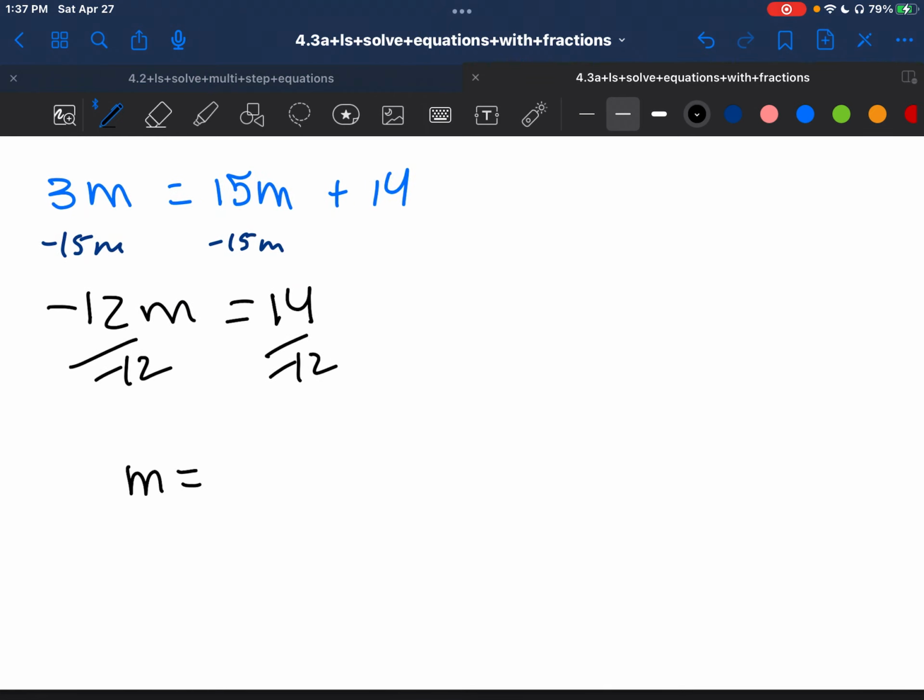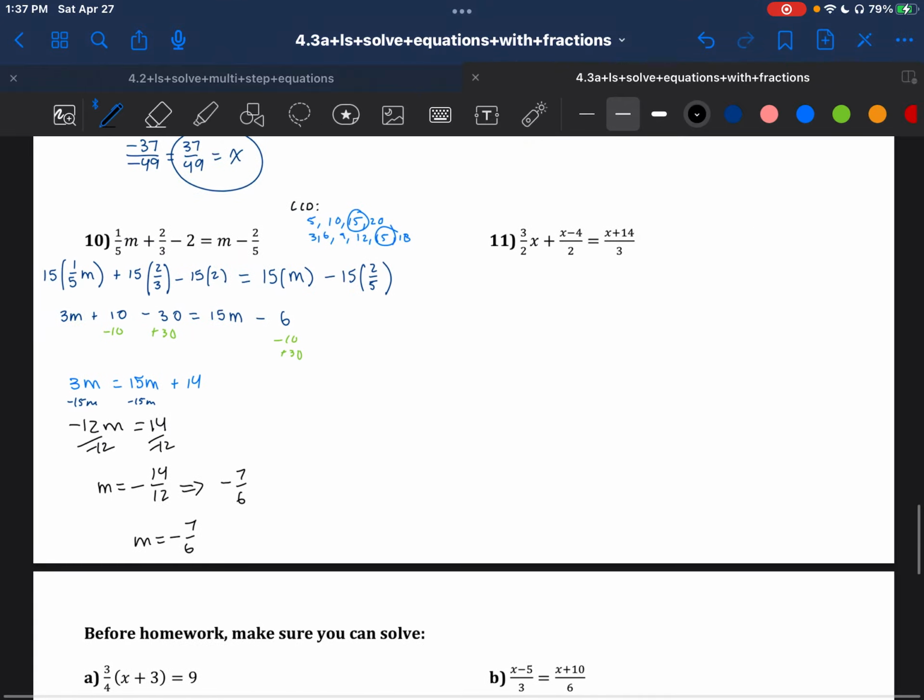And then that's going to be m equals negative 14 over 12, which can go to negative 7 over 6. So m equals negative 7 over 6.